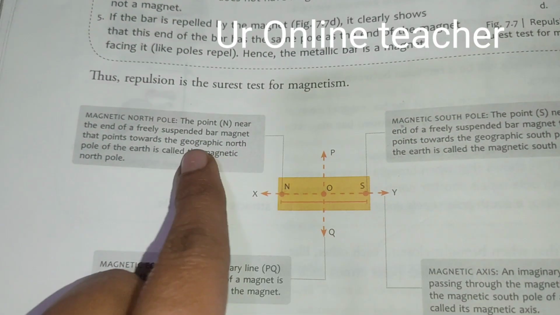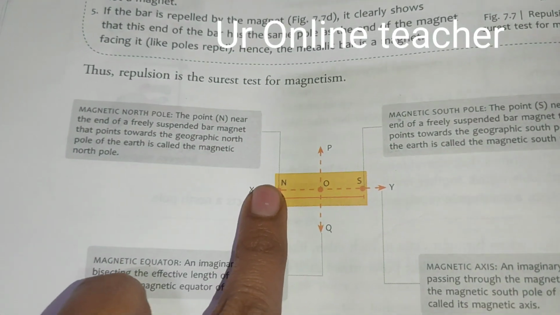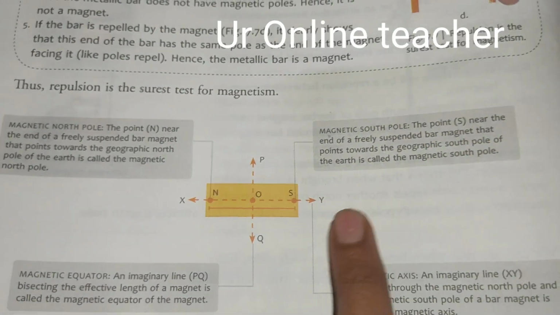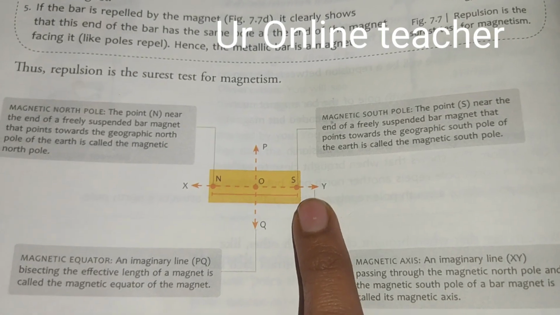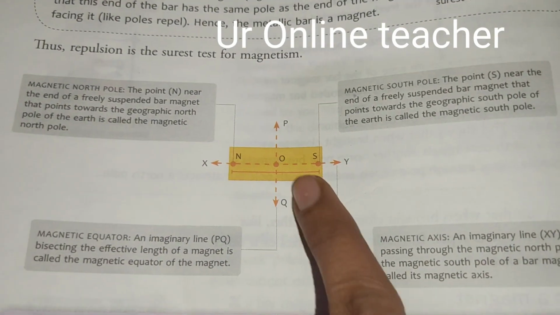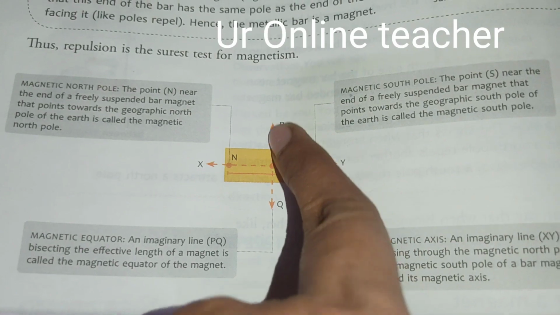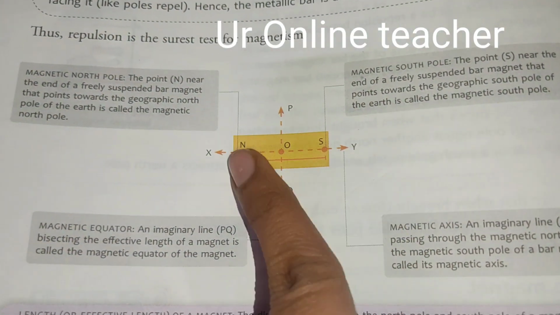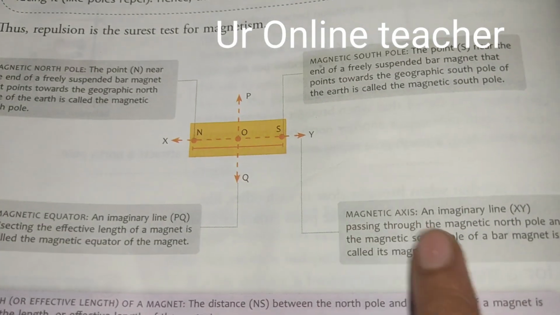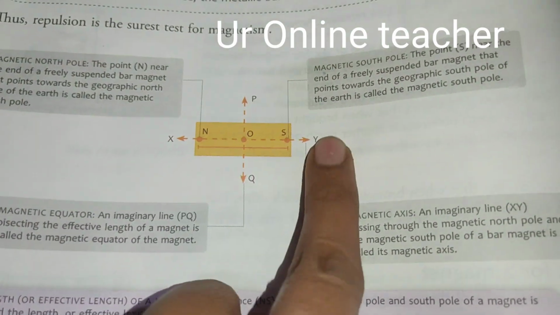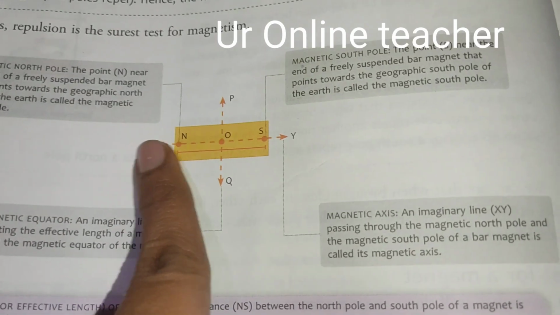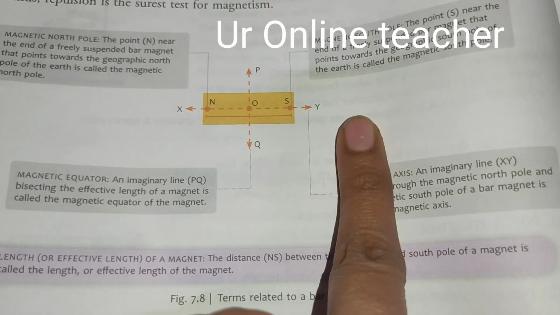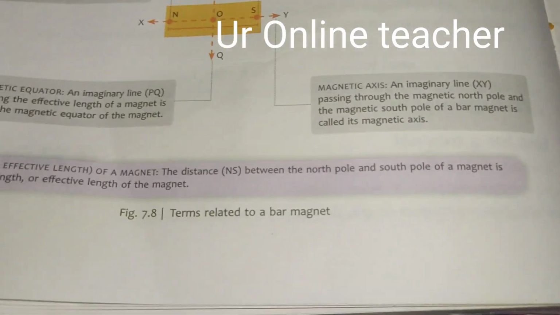The magnetic north pole is near the end of the freely suspended bar magnet that shows the geographical north, and the magnetic south pole shows the geographical south. Then the magnetic equator PQ is an imaginary line drawn bisecting the effective length of the magnet. Then the magnetic axis XY is an imaginary line passing through the magnetic north pole and magnetic south pole, and it is called the magnetic axis.